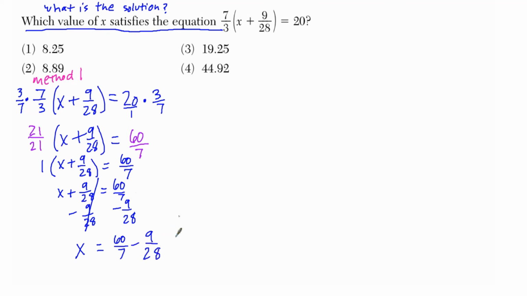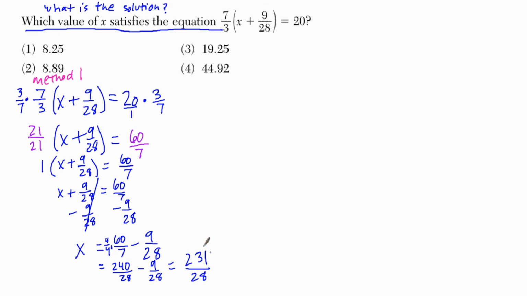And now we have some fraction fun, so we need to be able to simplify this. We can do so by finding a common denominator, and I know that 7 and 28 have a common denominator of 28. That will work. So we can multiply this guy by 4/4. 240/28 minus 9/28, which gives us 231/28. All right, so there we go.